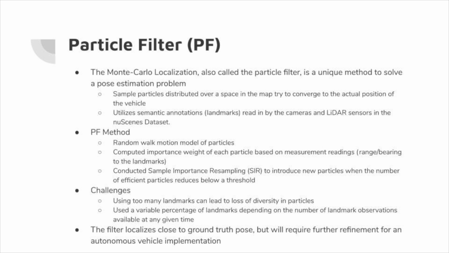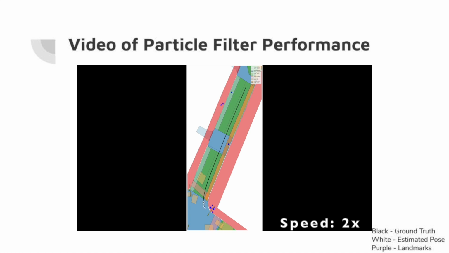During initial runs of our particle filter, we found the total number of semantic landmarks in the scene was too high, causing a severe loss in particle location diversity. To ensure particle diversity and improve computational efficiency, we reduced the number of landmarks used to a variable percentage of the total available at any given time. As you can see, the resulting particle filter stayed close to the ground truth pose, but may need more refinement if it is to be used on a real-life autonomous vehicle.